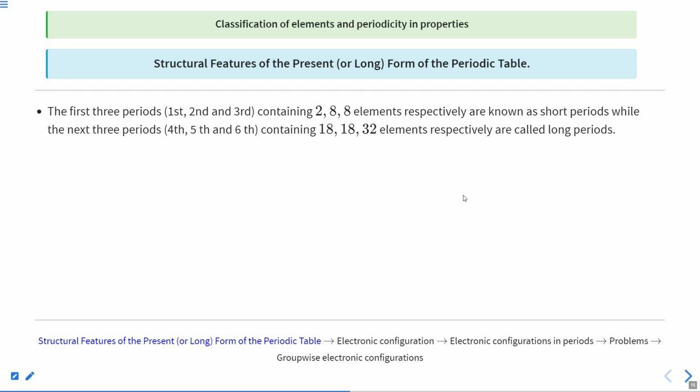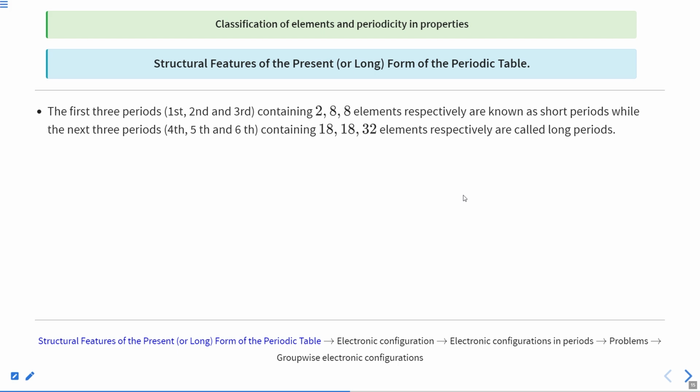The first three periods, which contain 2, 8, 8 elements respectively, are known as short periods, while the next three periods, which contain 18, 18, 32 elements respectively, are called long periods. For the first period, we have two elements, hydrogen and helium. Now, hydrogen has no fixed place because of the difference in chemical and physical properties, but it is still considered to be in the first period only. Its group is unknown, and we cannot place hydrogen in the first group. It is away from that group, but the period is fixed. It is in the first period.